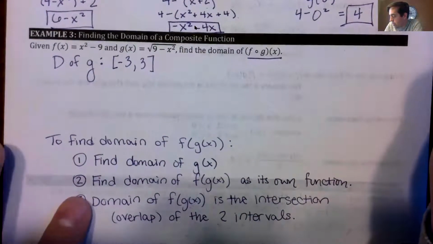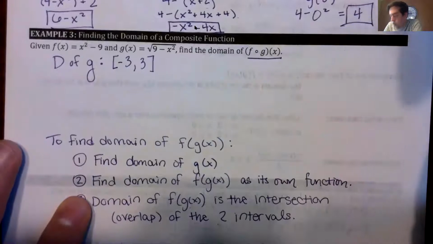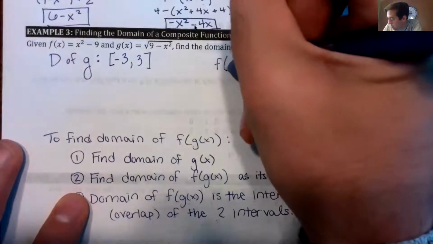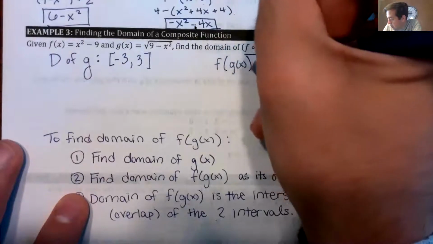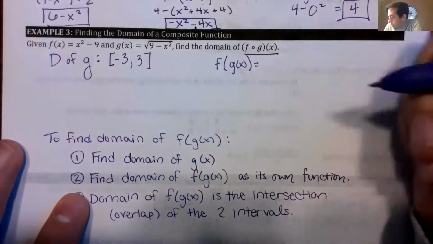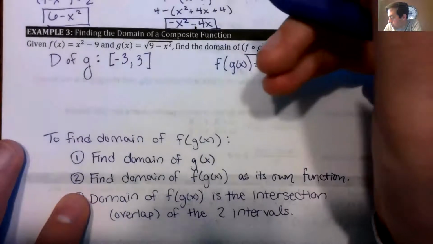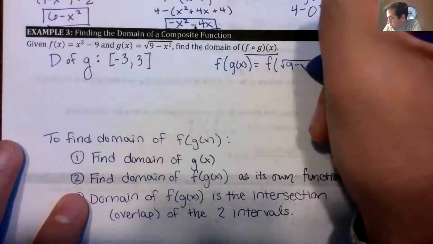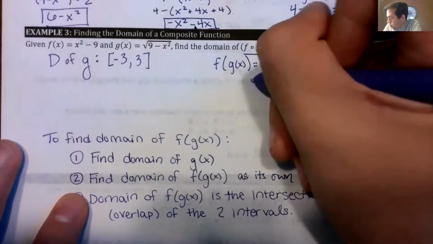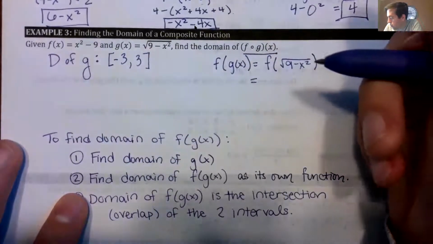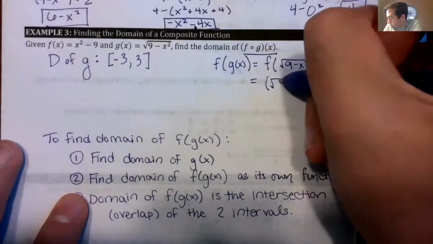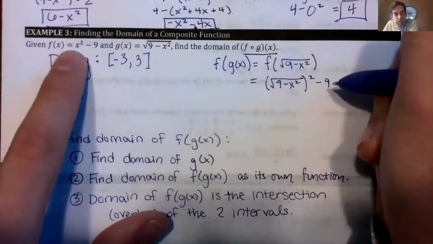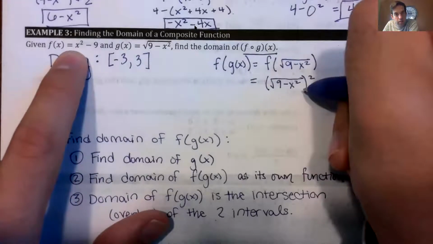Step 2, find the domain of f of g of x as its own function. So let's just try to find f of g of x, and then we'll see what the domain of it is as its own function. So f of g of x means we have f of square root of 9 minus x squared, which would be, we plug square root of 9 minus x squared in for x in the f function. So I'm replacing this x with the square root of 9 minus x squared.